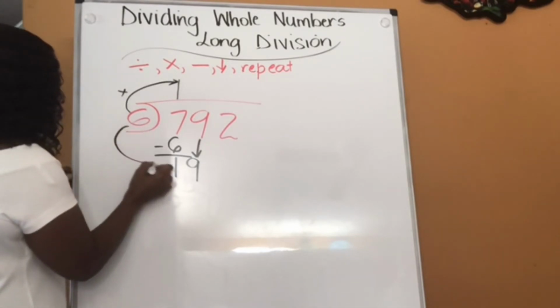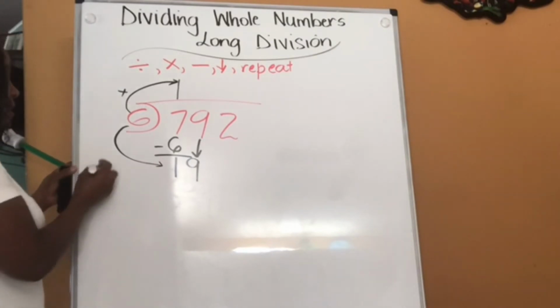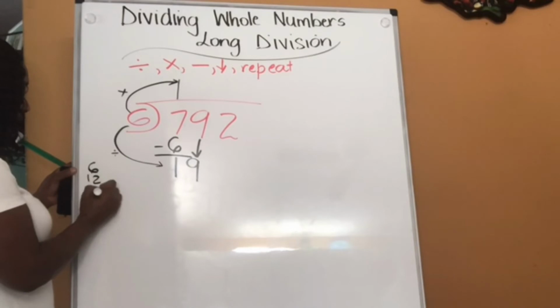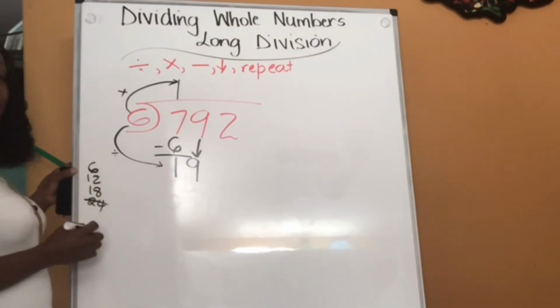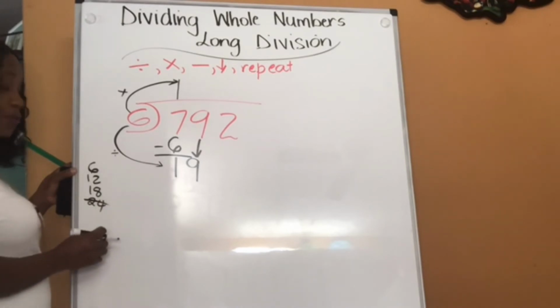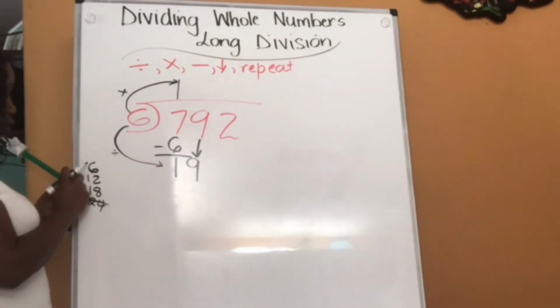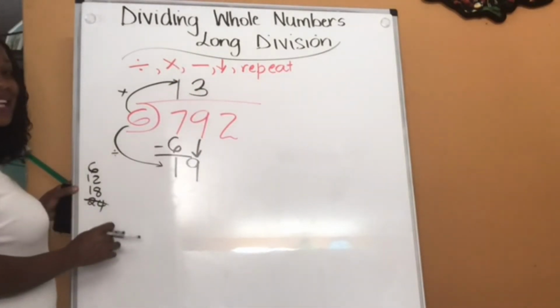How many sets of 6 can I get from 19? I'm going to skip count by 6. So 6, 12, 18, 24. I get to 24, it means I passed 19, I've gone too far. So it means that I'm going to have to use 18. So 1, 2, 3. So I get 3 sets of 6 from 19.